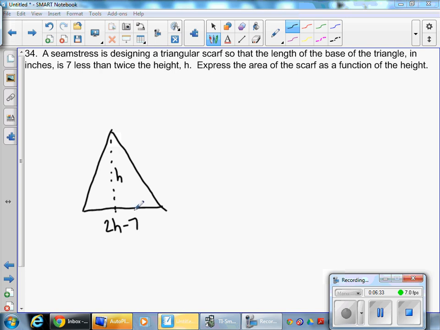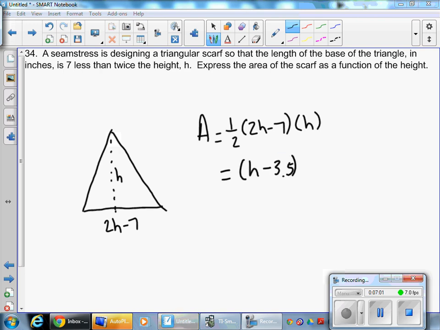So that'd be 2h minus 7. Express the area of the scarf as a function of height. In case you've forgotten, area of a triangle is 1/2 base times height. So for this one, it's going to be 1/2 times 2h minus 7, that's the base, times h, which is the height. You can leave it like that, or if you want to distribute, 1/2 times 2h is h, minus 1/2 times 7 is 3.5, or 7/2, and then that's times h. So if you distribute that, it'd be h squared minus 3.5h. We wrote it and multiplied it all out.